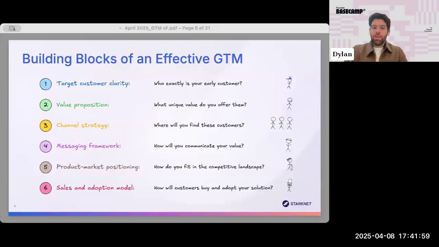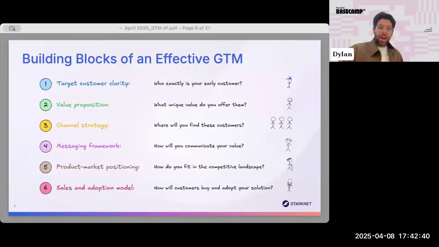Channel strategy, this just means figuring out where these customers already spend their time, not necessarily where you prefer to reach them. So if they're on TikTok, you go to TikTok and you don't focus on Twitter. The messaging framework is really just translating your value into language that resonates with the audience's specific needs and pain points. You have product market positioning, which shows how you fit within the competitive landscape and why you deserve attention. And then finally, your sales and adoption model just defines exactly how customers will discover, try, buy, and actually expand their use of your solution.